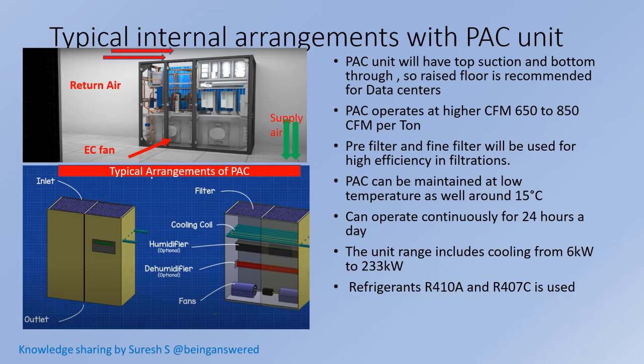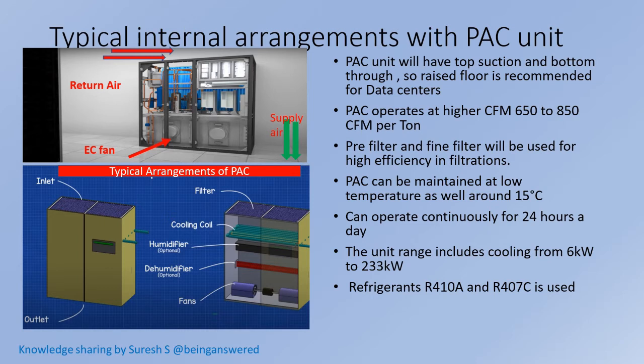A PAC system can be maintained at low temperature, even 15 degrees centigrade. It can operate continuously for 24 hours a day. The unit range includes cooling from 6 kW to 230 kilowatts available in the market. Refrigerants used for the system are R410A and R407C.